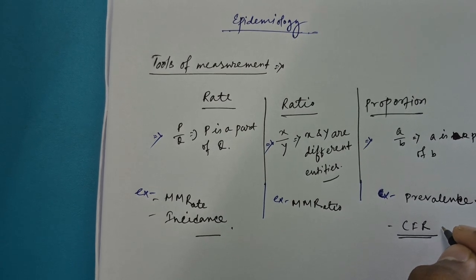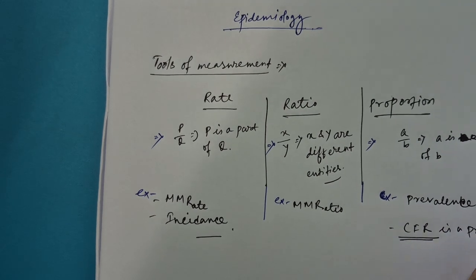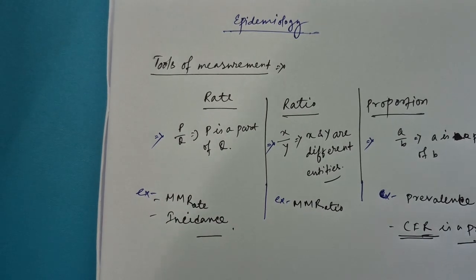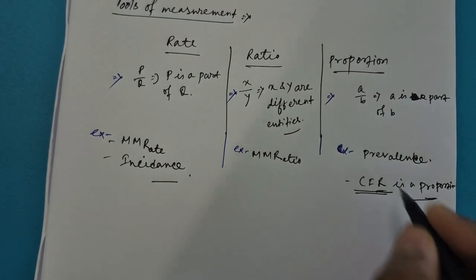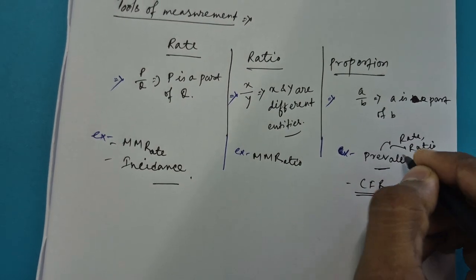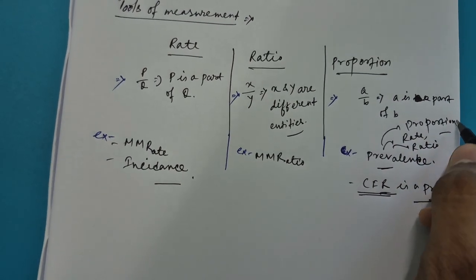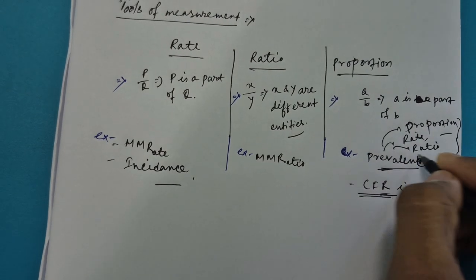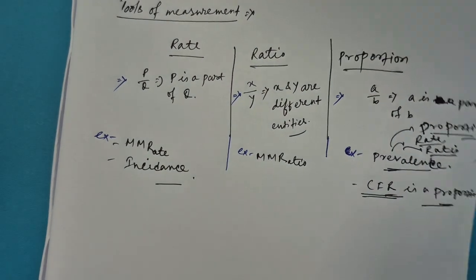Case fatality rate is a proportion, not a rate. So it is not a rate; it is a proportion. And prevalence can be a rate, it can be a ratio, it can be a proportion. It should be remembered that prevalence is also a rate, also a ratio, and also a proportion. We should move to the next part.